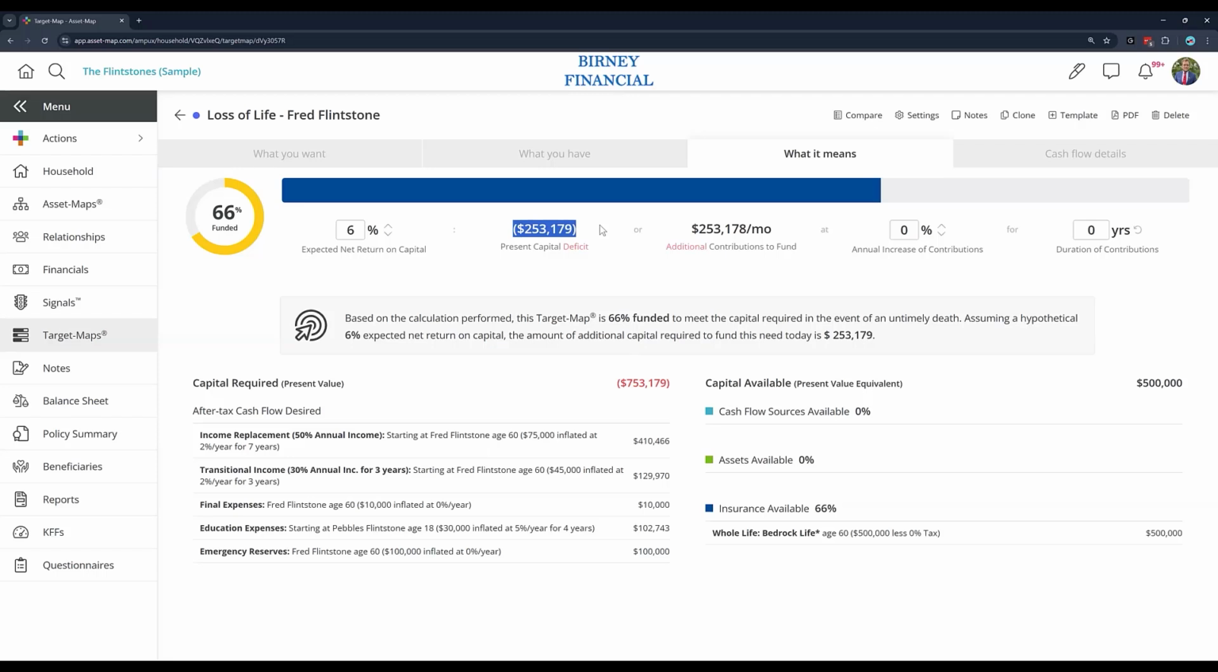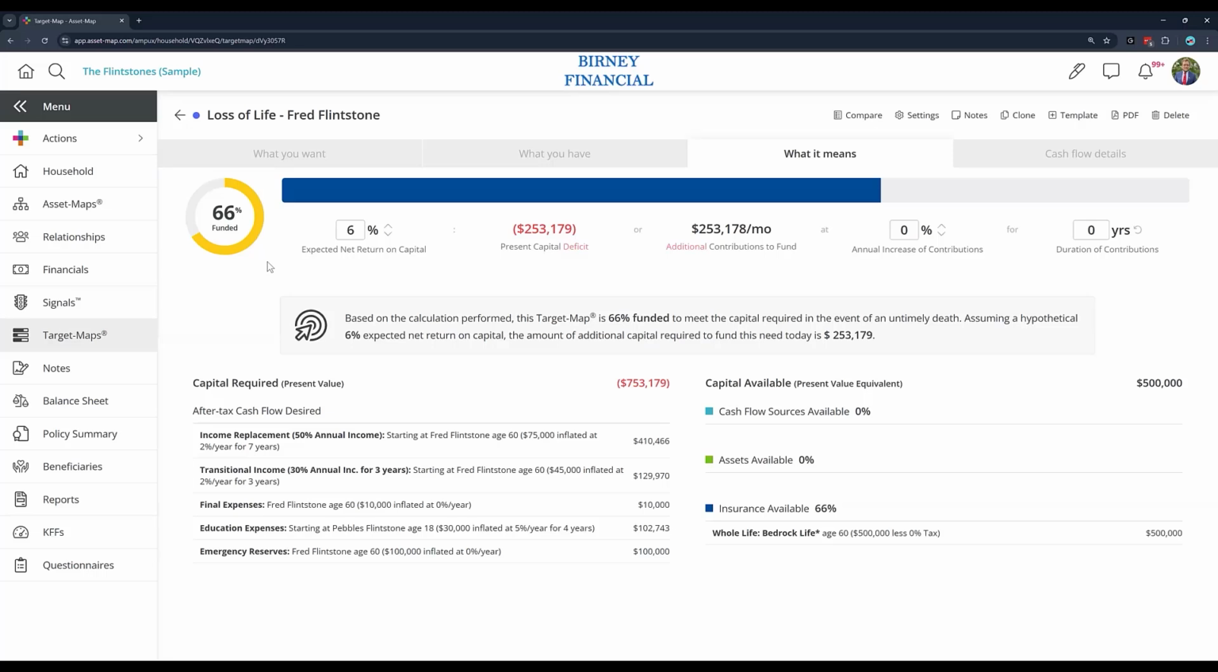But we have given them 3 good ideas on how to solve this need, and we can move forward with any of them. Or we can come back to what you have and try to self-fund the remainder. Totally fair. Whatever helps the client feel more confident and comfortable that they are on the right track. We can see that we are only at 66% of the goal, but we have some actions we can take to move this ball forward. So that is a life insurance target map.